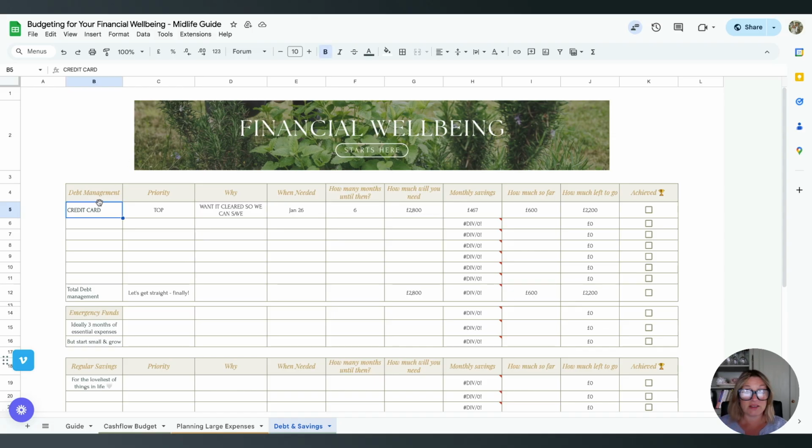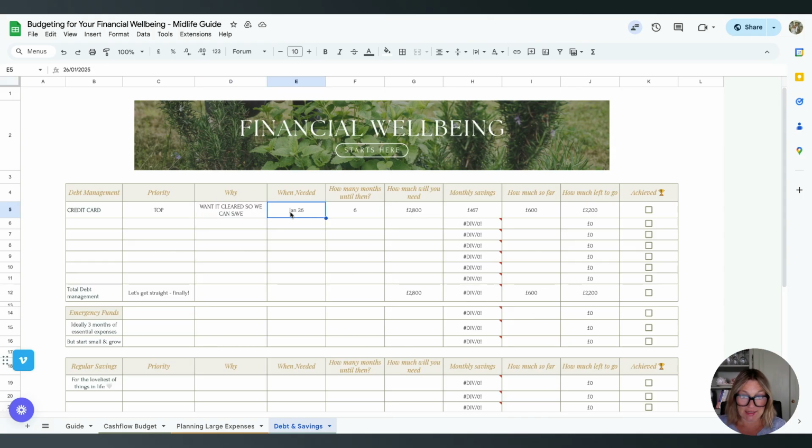Credit card is the example I've given here in terms of debt management. Obviously, you put in what you've got. I've said it's a top priority. Again, you can decide on whether you use an ABC category, whether you use a red, amber, green, whatever works for you. I've just said it's a top priority for us in this household. Why? This is the big thing. If you've got a really good why, you're more likely to get there. We want it cleared so that we can start to save some good money. Okay, job done.